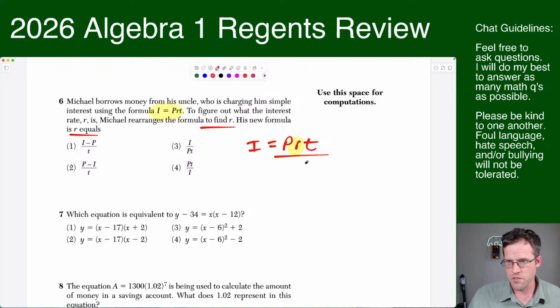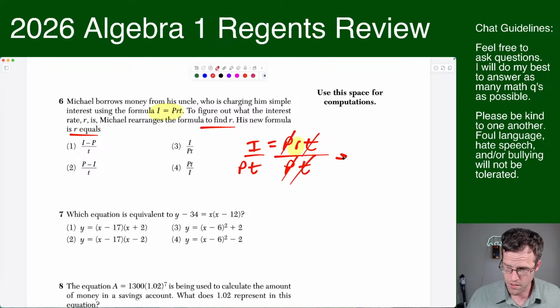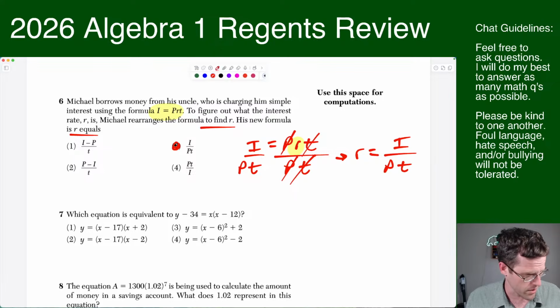So we divide both sides by p times t, because it's all multiplication: p times r times t. And the opposite of multiplying is dividing. So divide both sides by pt. P divided by p cancels. T over t cancels. And now r equals I over p times t. Choice 3.